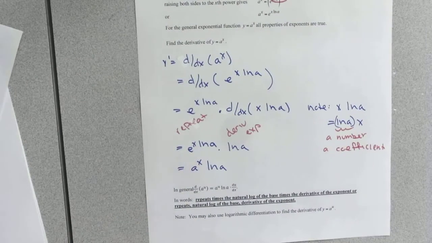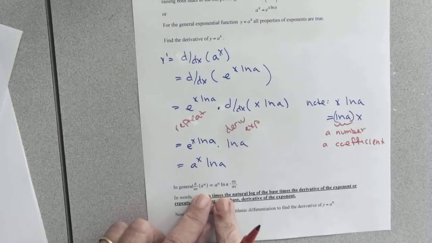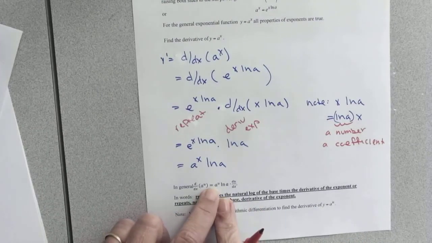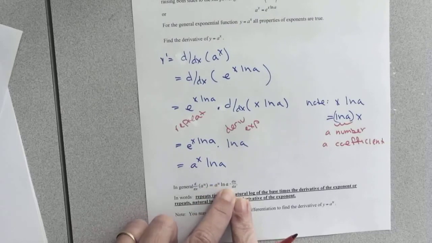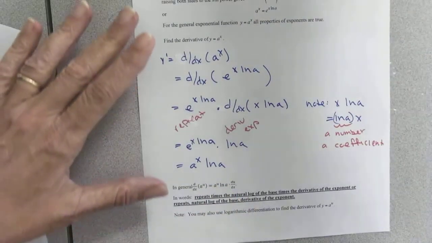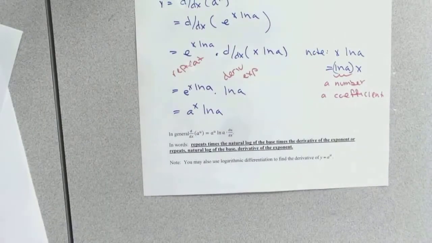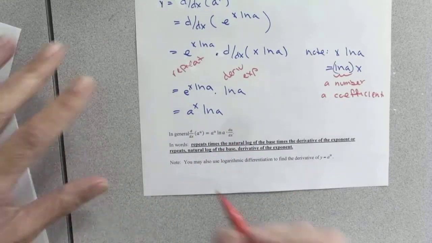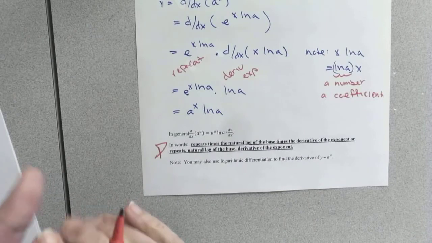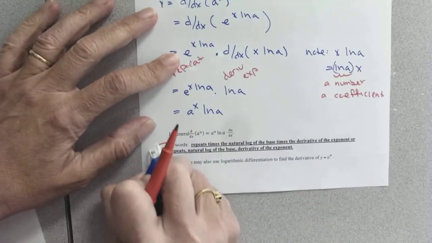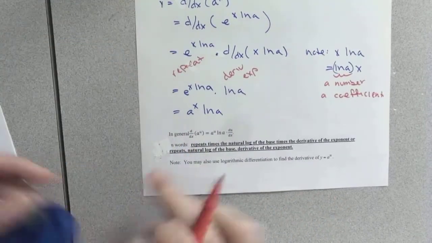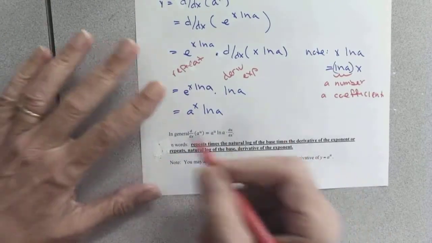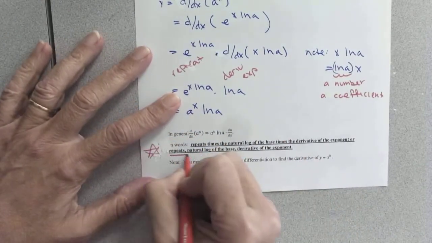Now you do not have to remember how I came up with that derivative. Here it is in general. The derivative of a to the u is a to the u natural log of a du dx. Again, that's rolling in the chain rule. Whenever you see the u, it's implied that that's a function, so the chain rule is rolled into there. But here are the words. Repeats natural log of the base, derivative of the exponent.